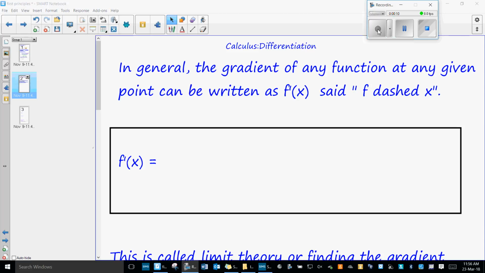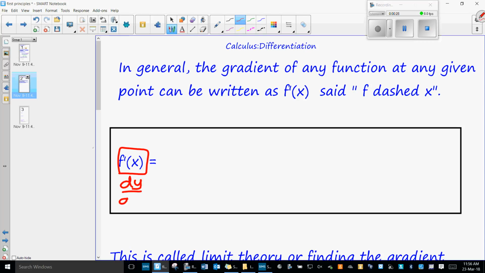This f dash x. So f dash x, you see there's an apostrophe there. Please note that doesn't say f minus 1. Okay, don't get confused with them. So when it's an apostrophe, it's f dash x. It's another way of indicating it's the gradient. So we've got that or dy dx. These are both equivalent forms. And so you're looking for, there's a calculus page that says first principles.